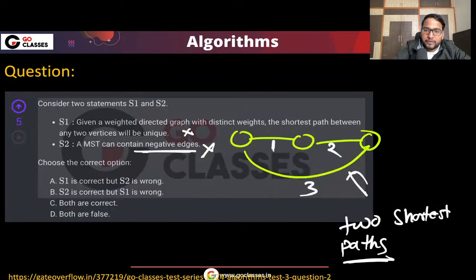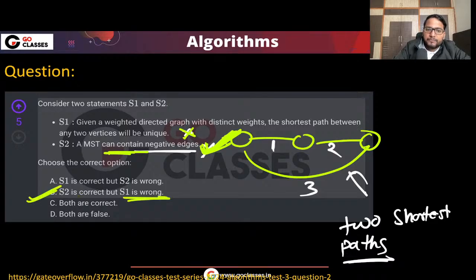Okay, let me check the previous question. So why is the answer B? Oh, sorry, MST can contain. This is like can contain. Okay, yeah, this is true. I read it as cannot. Okay, I misread it. It is written can. So this is true and this is false. So S1 is wrong and S2 is correct.